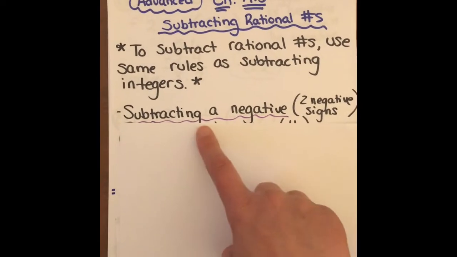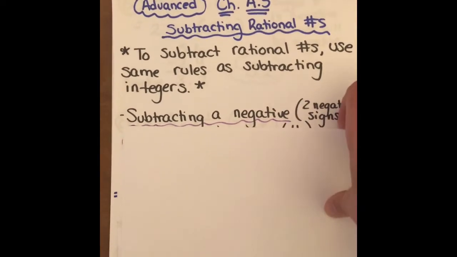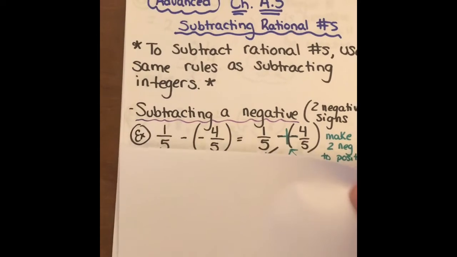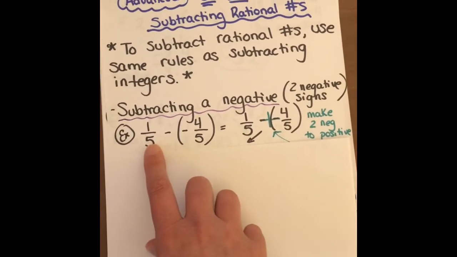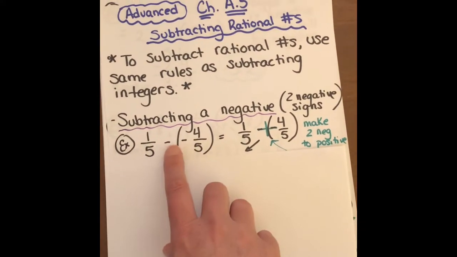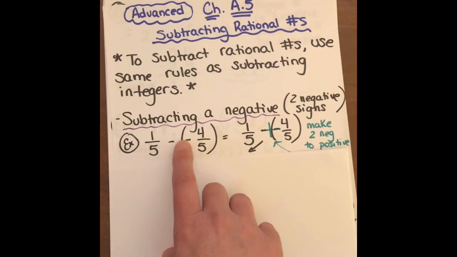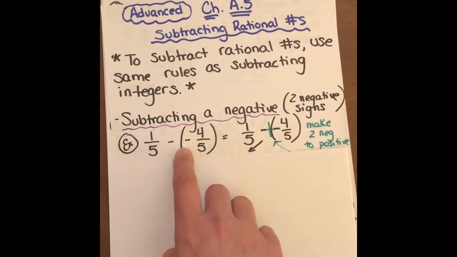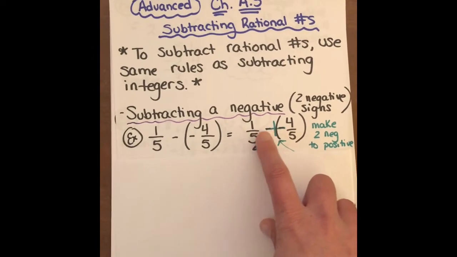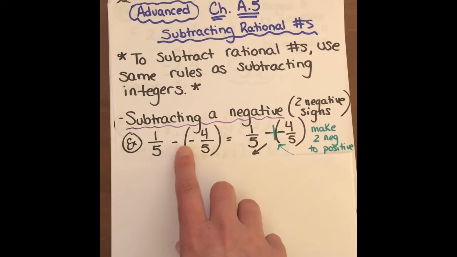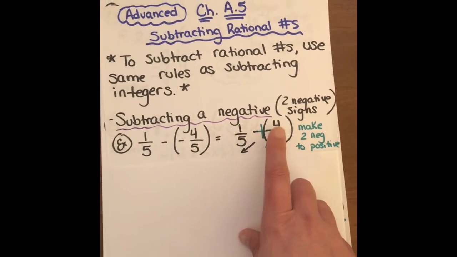Okay, these are my favorite when you're subtracting a negative. So two negative signs in a row. I always get excited when I see those. So I have 1/5 minus a negative, two negatives in a row here, 4/5. You take those two negatives and you combine them into one big positive. So then your problem changes from 1/5 minus a negative 4/5 to 1/5 plus 4/5.